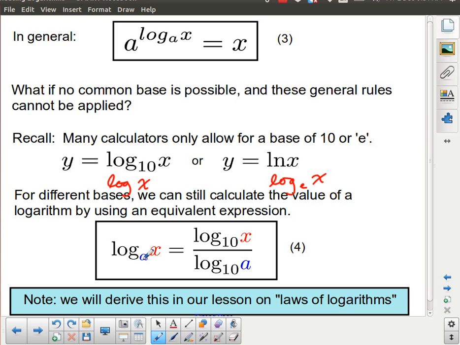If we have any generic base, there's a rule that we can use, and the way you do that is you take the logarithm of the argument of your independent variable x to the base 10, and you divide that by the logarithm of the base of your original expression to the base 10. Now we're going to derive this later on. We're going to do a lesson on laws of logarithms where we'll actually derive this, but we're just going to make use of it for now when it comes to evaluating these logarithms.